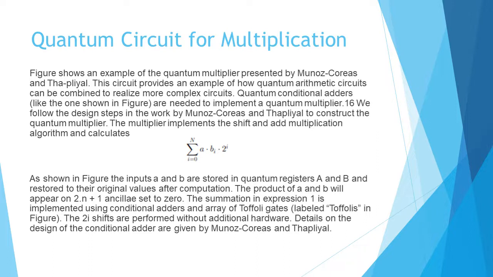The inputs A and B are stored in quantum registers A and B and restored to the original values after computation. The product of A and B will appear on 2n plus 1 qubits initially set to 0. The summation in expression 1 is implemented using conditional adders and arrays of Toffoli gates. And the 2^i shifts are performed without additional hardware.